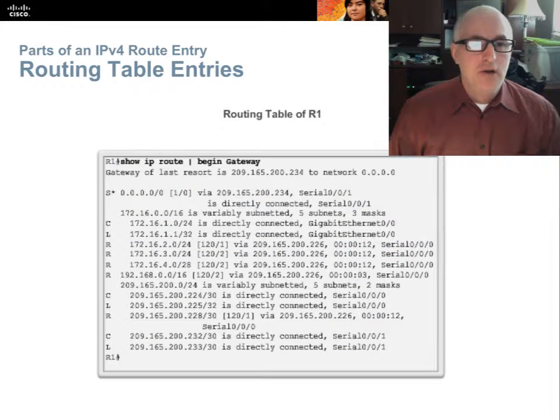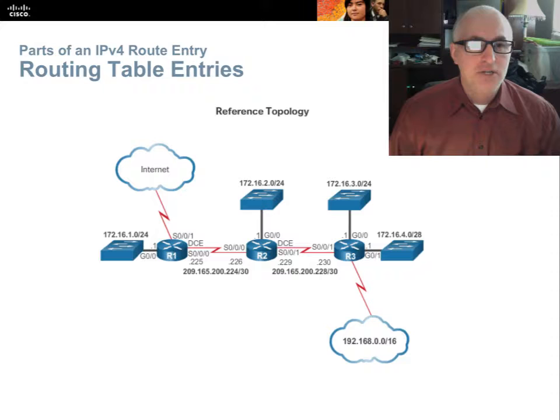So we take a look here, and what are we seeing? We're seeing a default route. See, you have a static route, and the asterisk by the static route indicates it is a default. So we see we have that default route. We can tell we're in router 1. We're looking at the routing table of router 1. Let's refer back to our topology. Router 1 has that internet sitting on S0/0/1. That would be the default route.